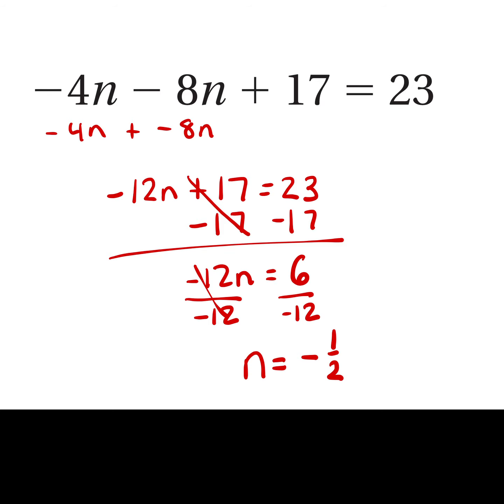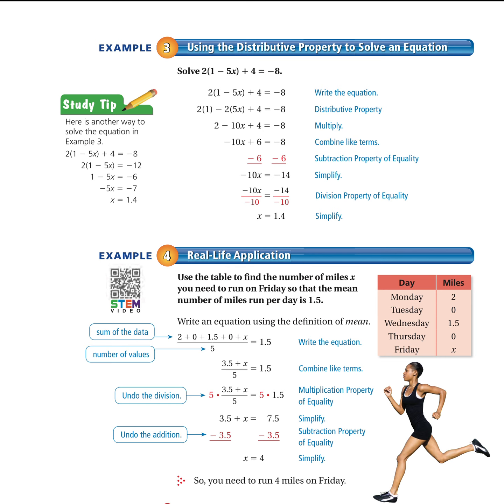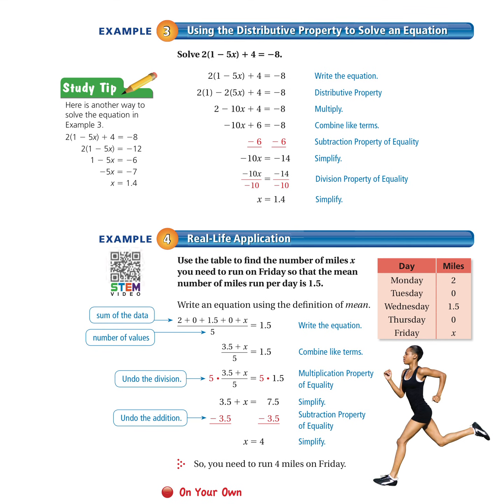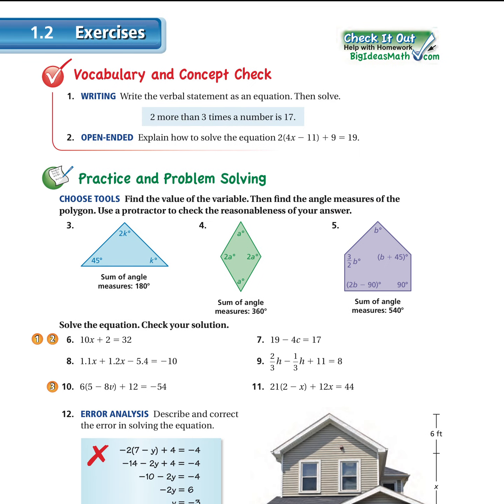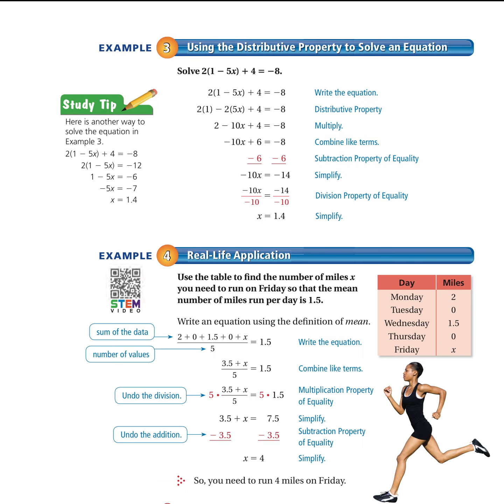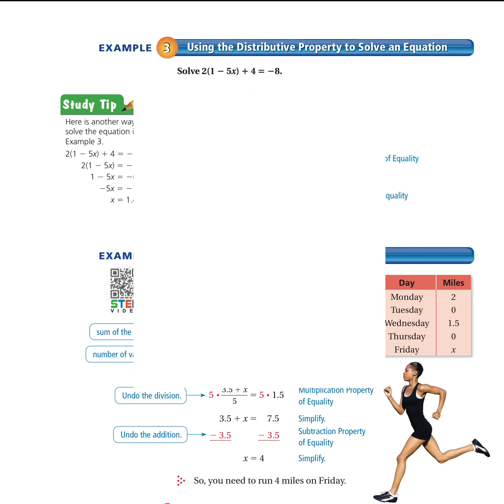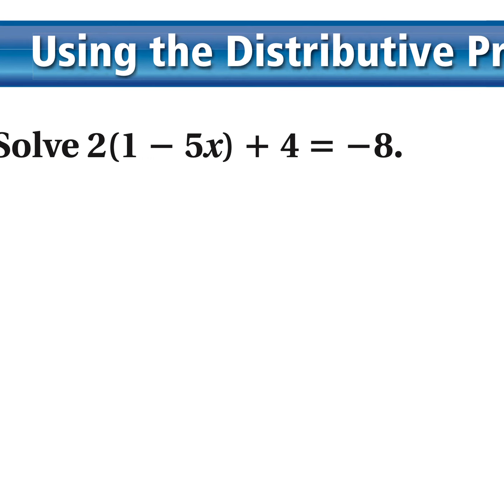And that's my answer. So that's the first page of this section, and then the next examples, they're just adding more and more steps in there just to see what you can do. So let's go ahead and do this example real quick. I've got 2 times, parentheses, 1 minus 5x, parenthesis, plus 4 equals negative 8. Now you guys know that in the order of operations, not reverse order of operations, but in the order of operations, we always do parentheses first.